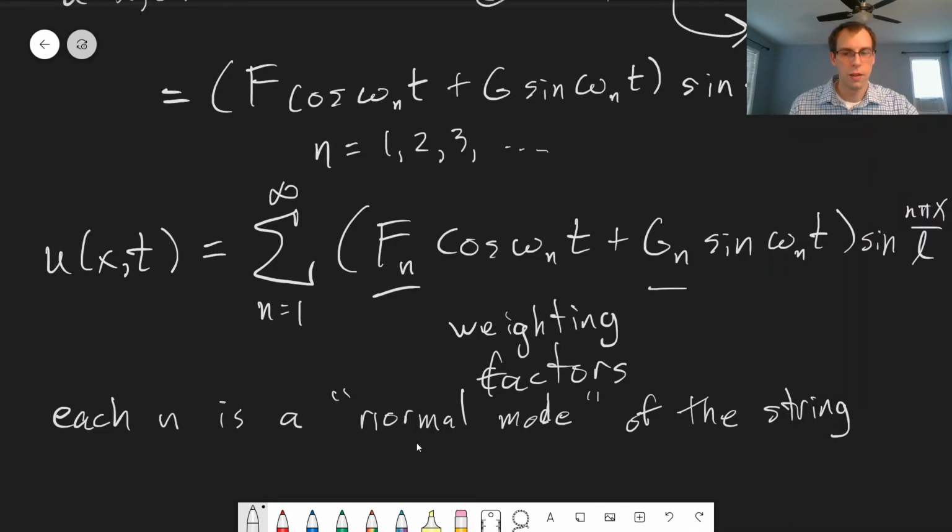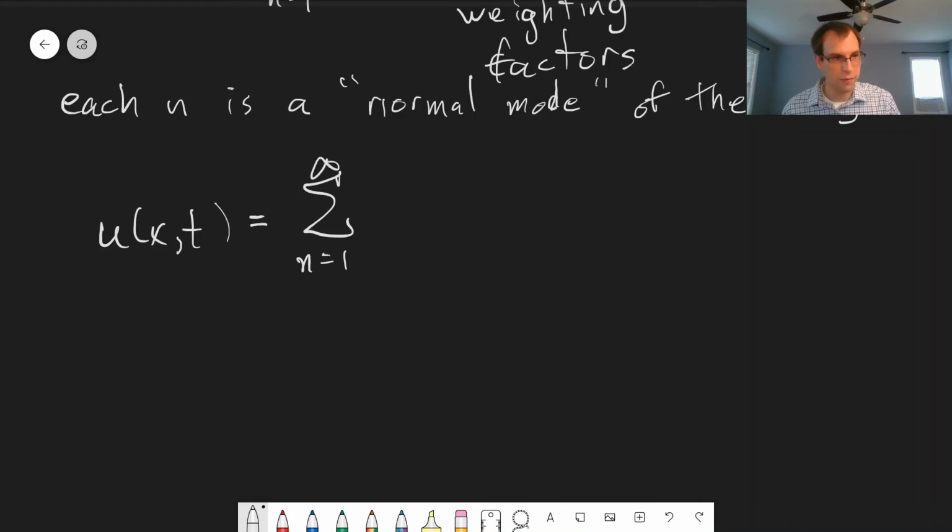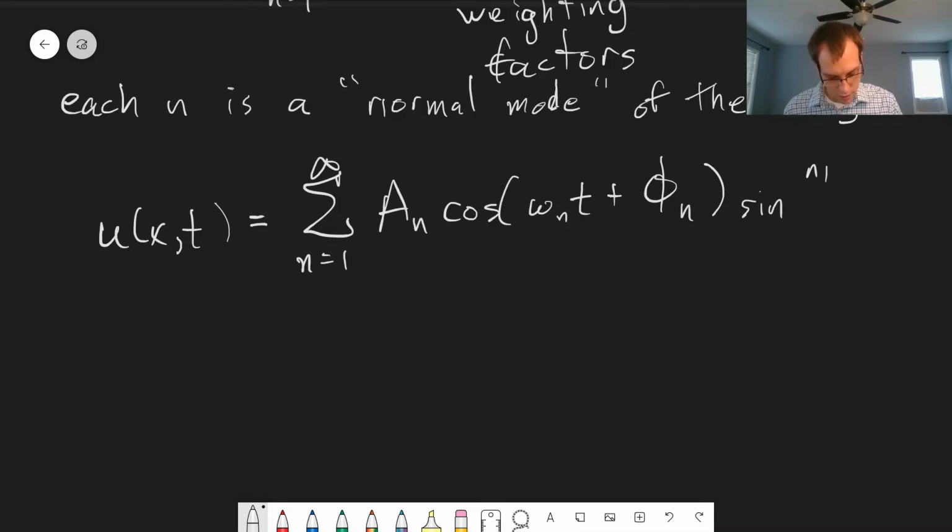Another way to write this that is still equivalent but slightly more convenient, and what we'll use when we actually use these equations, is that u of x of t we'll write in terms of just one of these functions for the t part with a phase shift. It's a sum over all these different n values of A_n cosine omega n t plus our phase shift phi n, times sine n pi x over L. We won't show going between this form and the previous, but they are mathematically equivalent to each other.